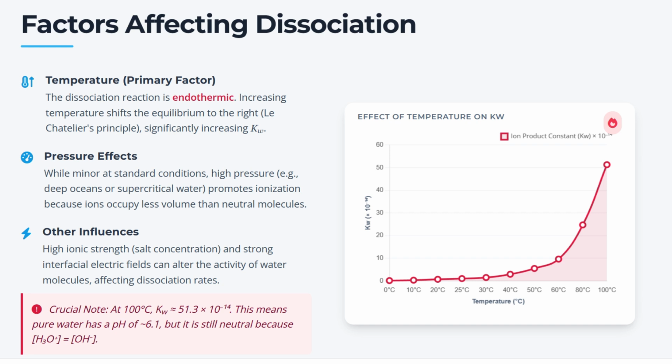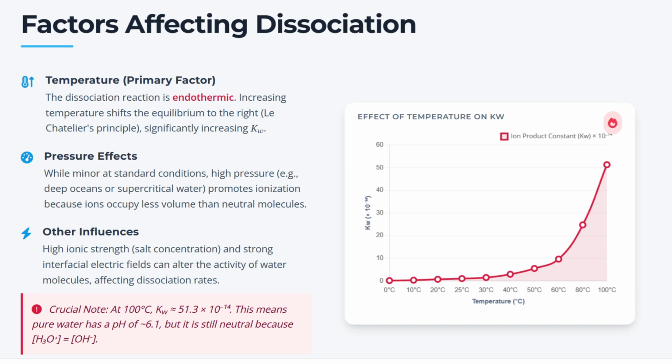Next are pressure effects. While minor under standard conditions, very high pressure, like in deep oceans or supercritical water, promotes ionization because the ions actually occupy less volume than the neutral water molecules. Finally, there are other influences like high ionic strength from salt concentrations and strong electric fields, which can alter the activity of water molecules and affect dissociation rates.